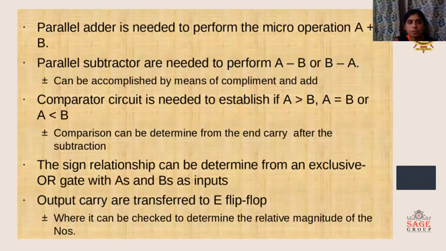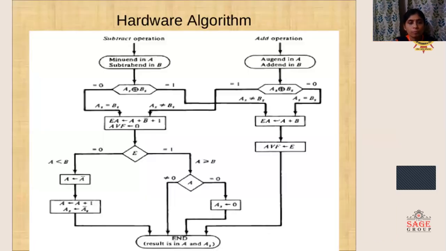As we have discussed, a parallel adder is needed to perform the micro operation A plus B. Instead of a subtractor, we are using a complementer here. A comparator circuit is needed to establish if A is greater than B, or A is equal to B, or A is less than B. And the sign relationship can be determined from an exclusive OR gate with AS and BS as inputs, and the output carry is transferred to the E flip-flop.